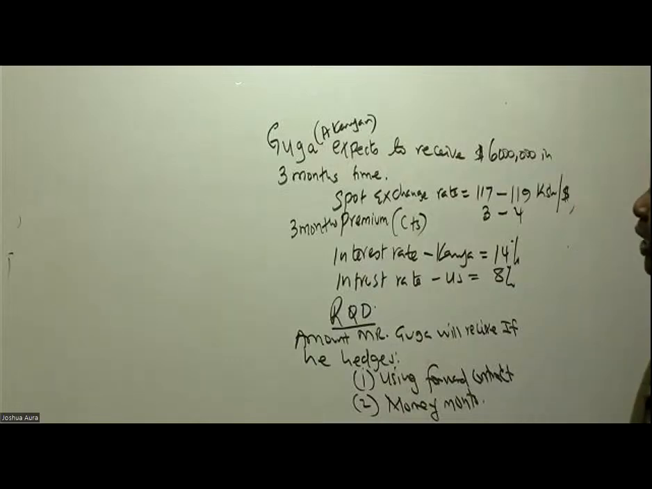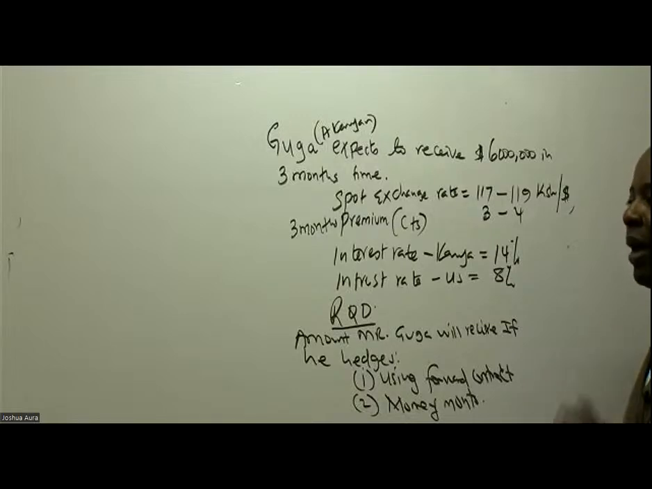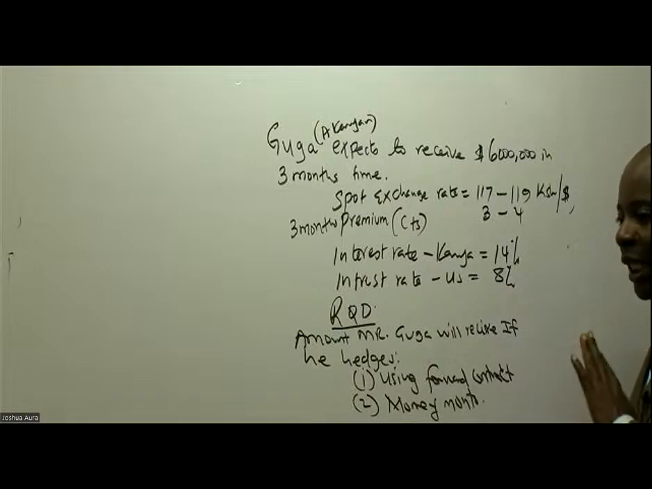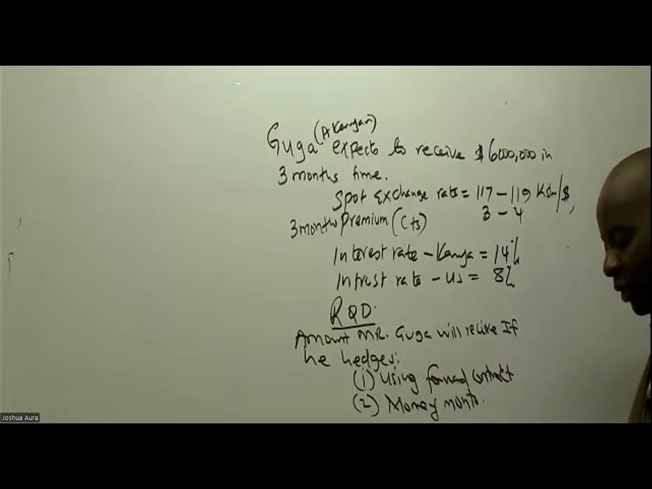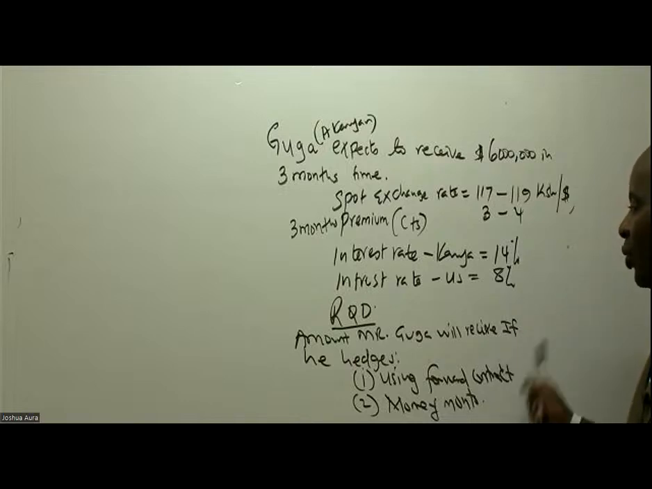We have Mr. Guga, who is a Kenyan, who is expecting to receive some foreign currency in 3 months' time. They have given us the spot exchange rate, 117 to 119 Kenya shillings per dollar. Then they have given us 3 months premium in cents. Anytime they give us cents, always remember that cents, you have to divide them by 100 to change to whichever currency. You must always divide by 100. Then they've given us the interest rate in Kenya and the interest rate in the US.